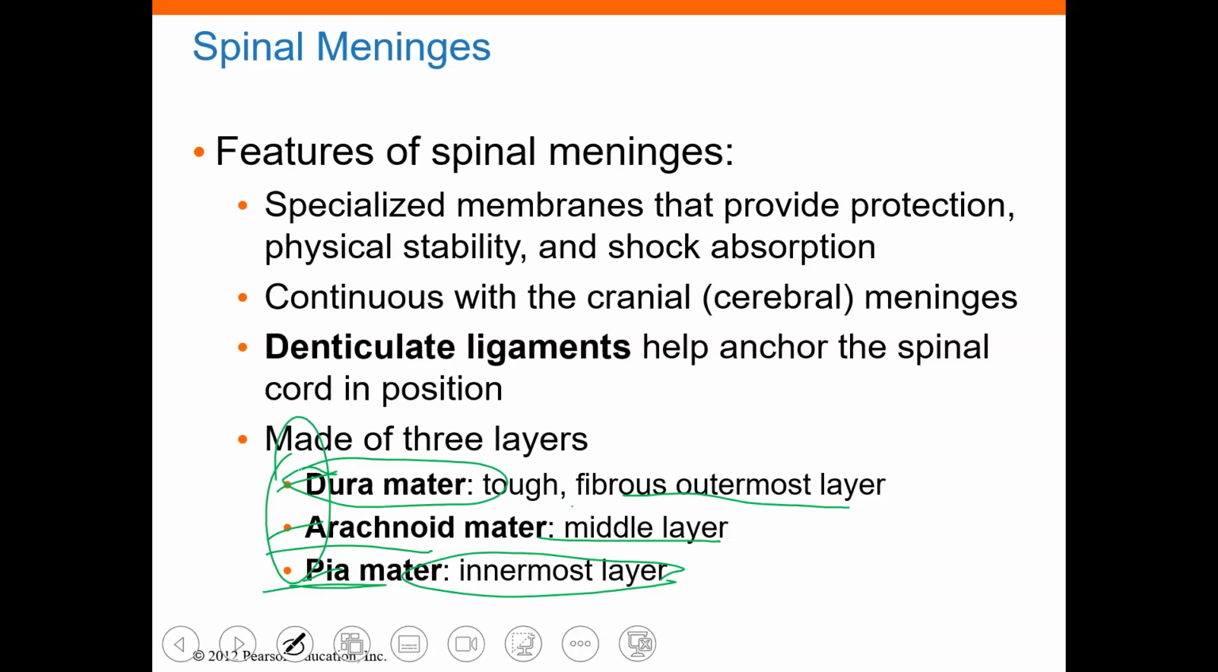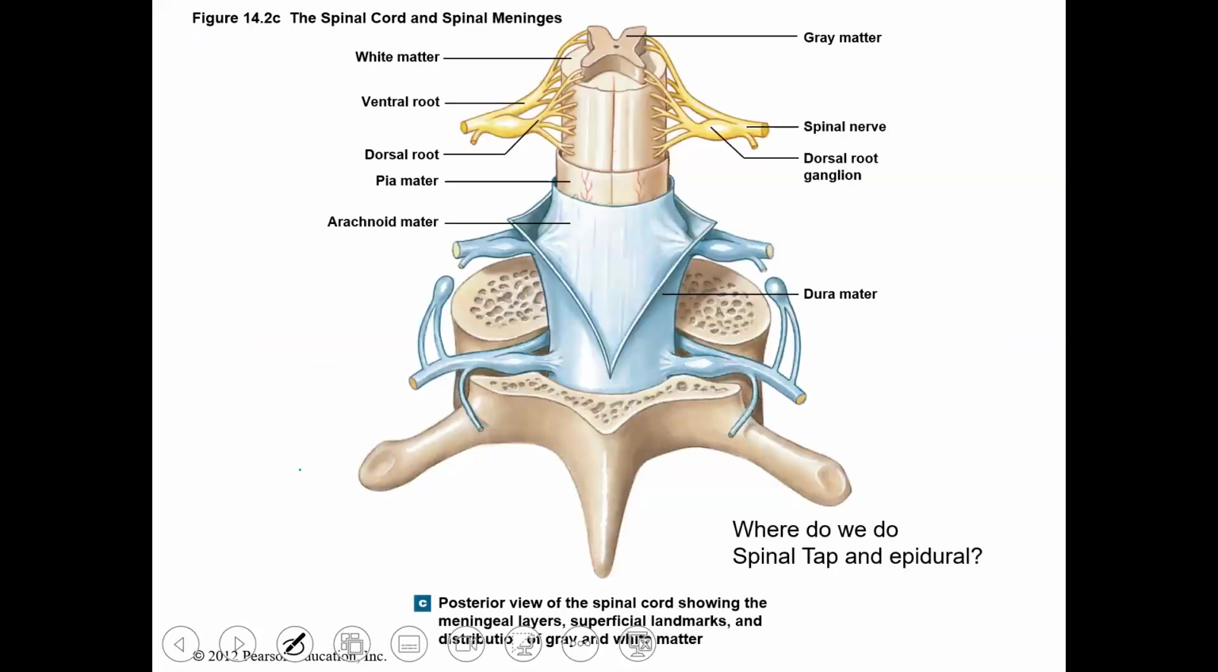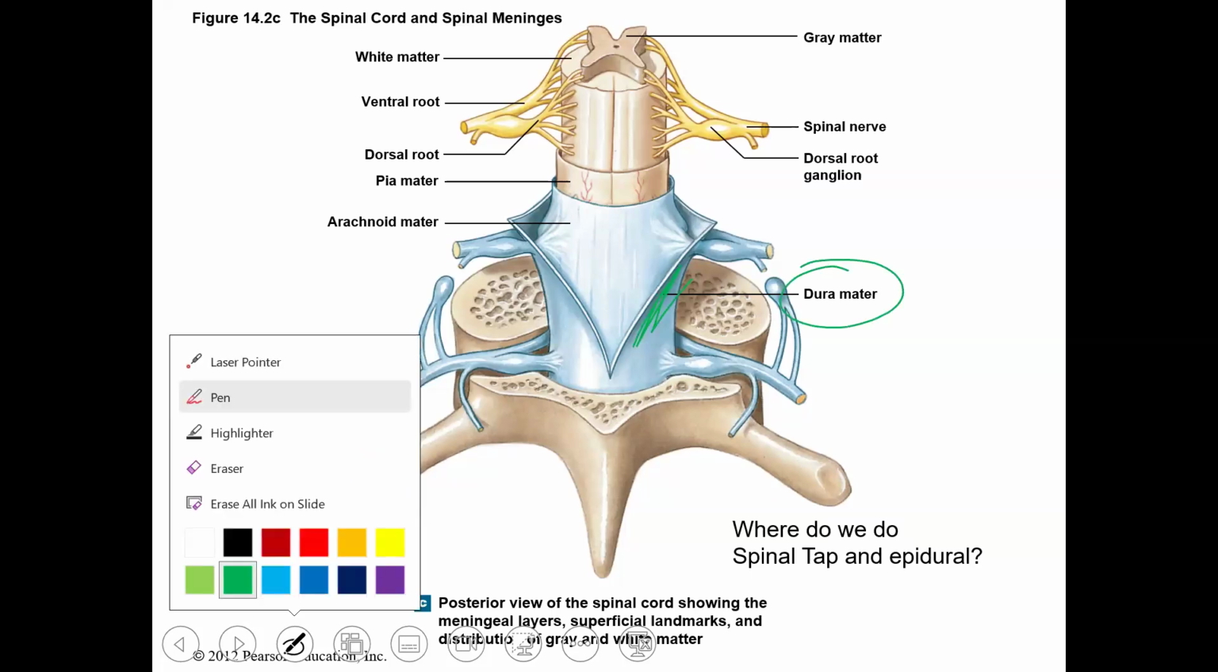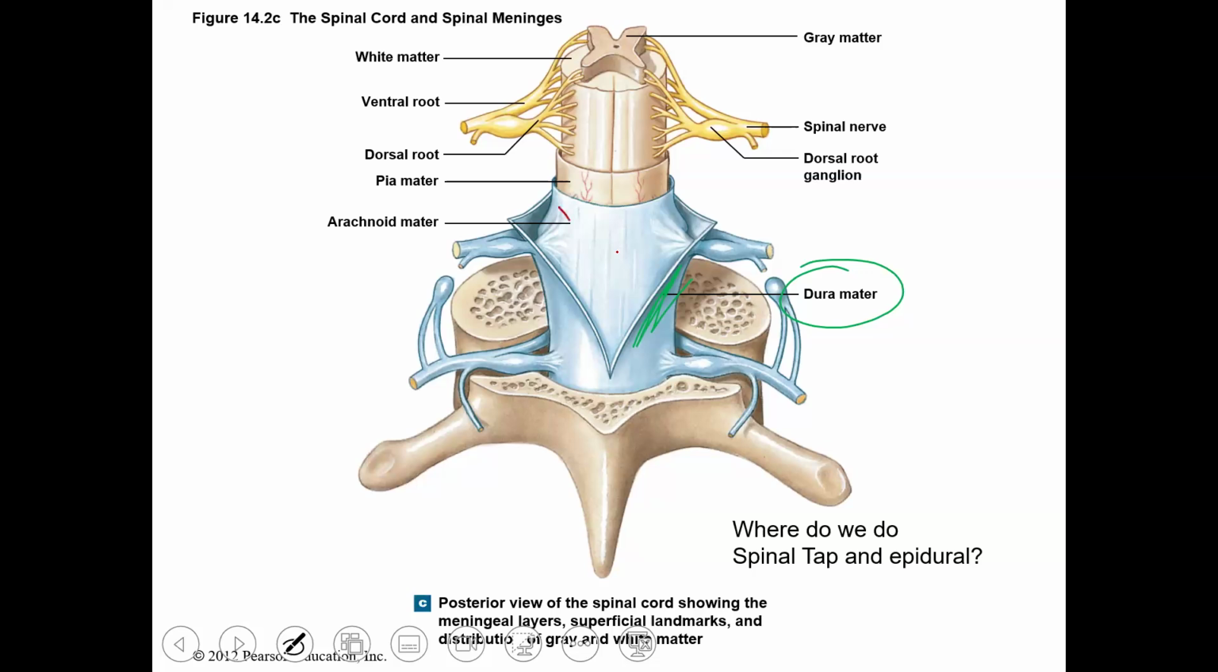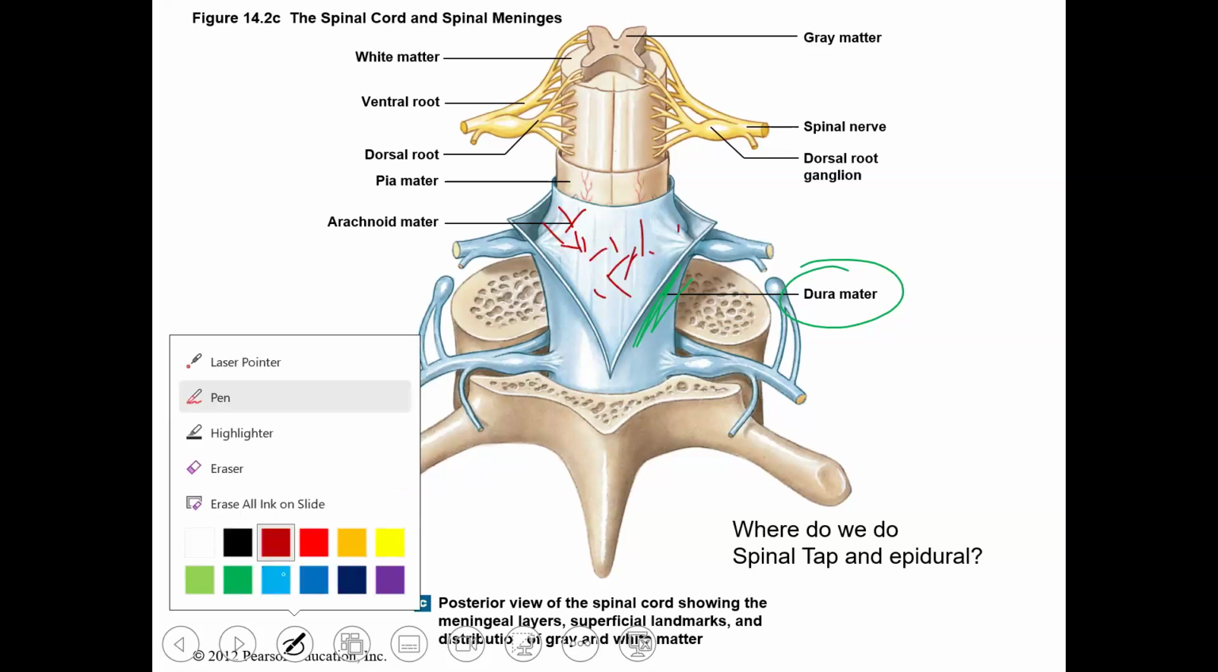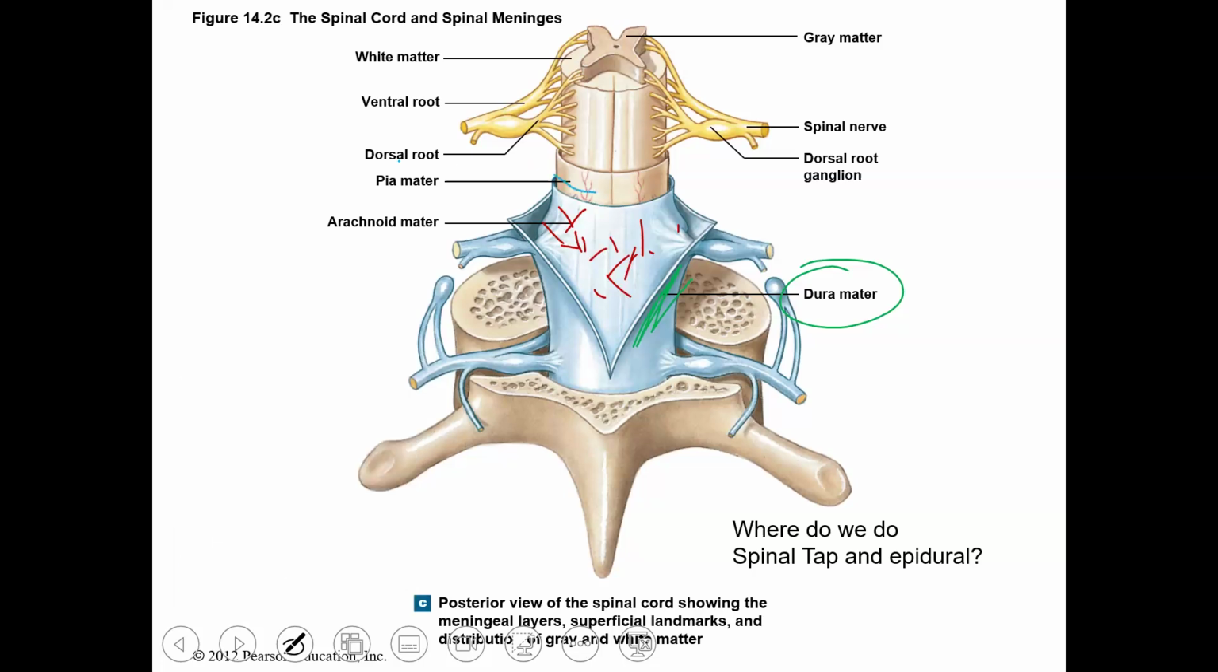So pia is very thin, innermost layer. Arachnoid is kind of the spider webby layer. And then dura is the most durable outermost layer. And you can see them right here. So dura matter right here, very durable. Arachnoid matter is here, and it's going to look kind of like a spider web. And then the pia matter right here looks very much like just a very thin layer of saran wrap.